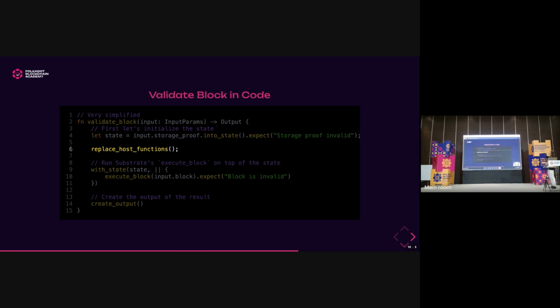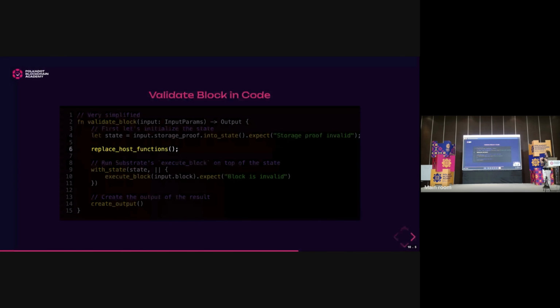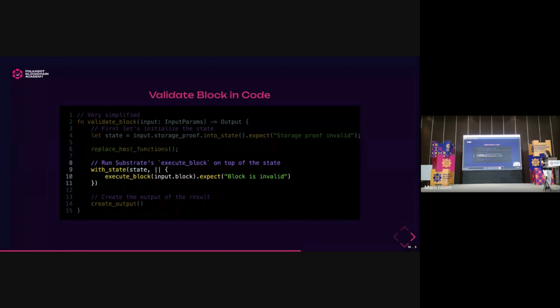We enable all the host functions, which are the extra calls that will be needed to run the state transition function. And then we execute the block, which is, with the given state, run this actual block where all the transactions are, and see what we return after the state transition. We are creating the output, the result of the state transition, and we check if the storage root and the output received here are actually matching, if it matches what we were promised by the collator.